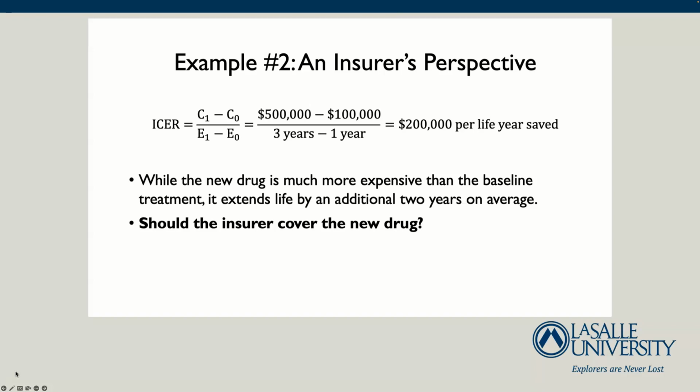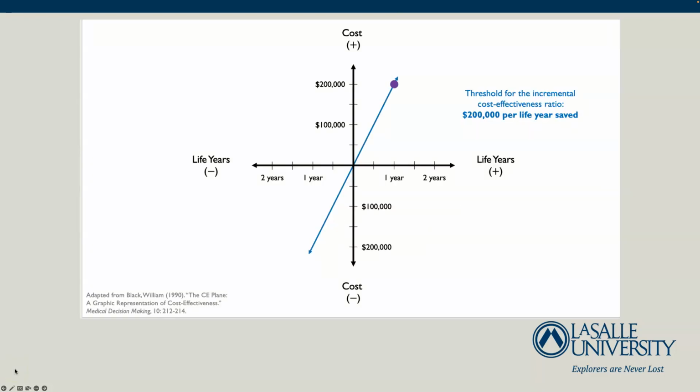Now, this raises the question, should the insurer cover the drug? Well, that ultimately depends on the threshold that's being used for the cost effectiveness analysis, as well as the insurer's budget or willingness to pay for that particular drug. And if we have a threshold like this for the incremental cost effectiveness ratio, which would be $200,000 per life year saved, we would say that the intervention from that new drug, which is both more costly but also more effective, would be right on that threshold.